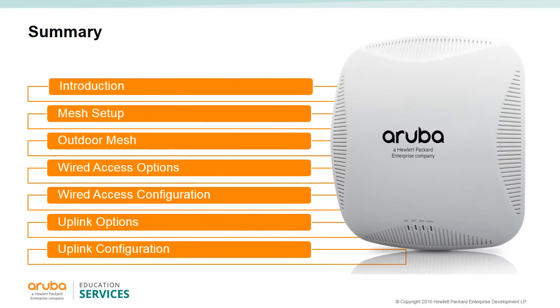In this module, we saw the mesh setup. We saw the outdoor mesh options. We looked at the wired access options for the various Ethernet ports that IAPs can have. We looked at the wired access configuration. We then looked at the 3 uplink options: Ethernet 0 used by default, but also 3G, 4G access and Wi-Fi can be used for uplinks, and how to configure those particular types of uplinks.